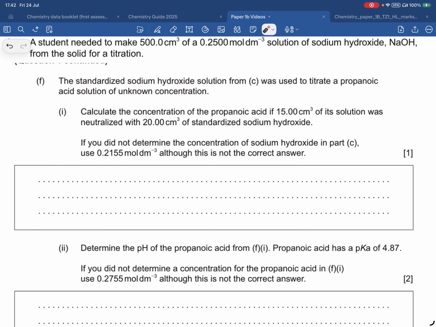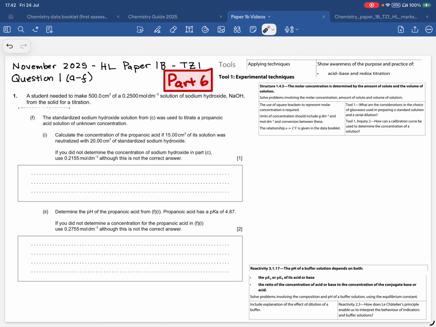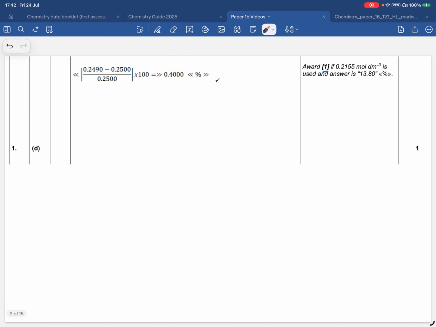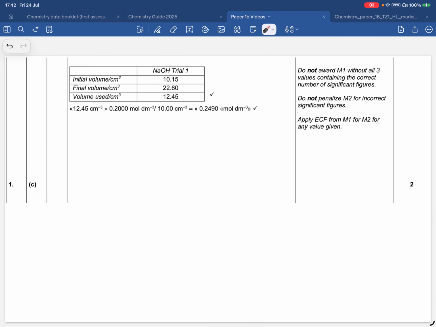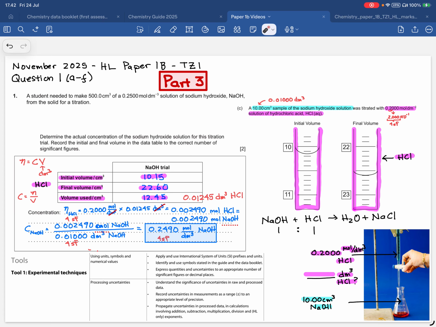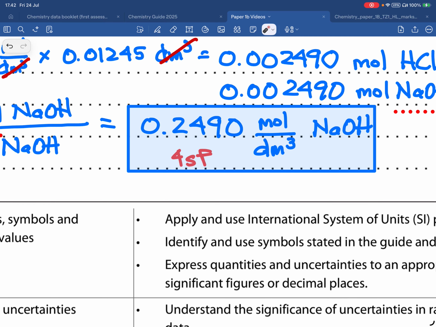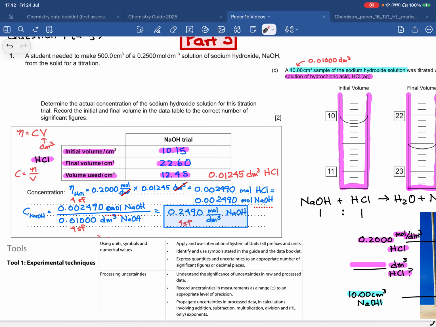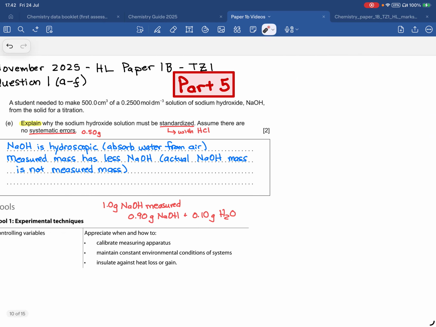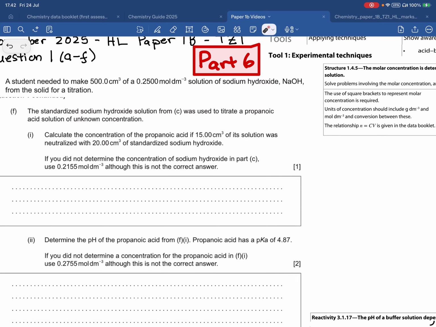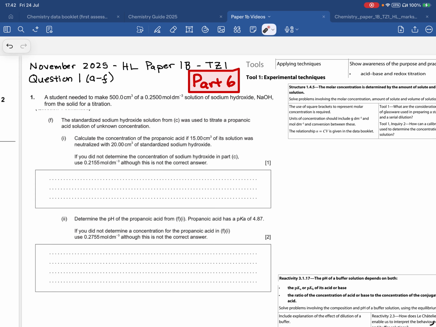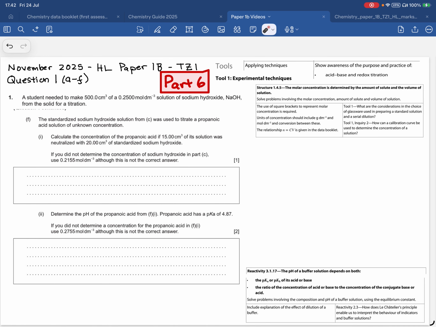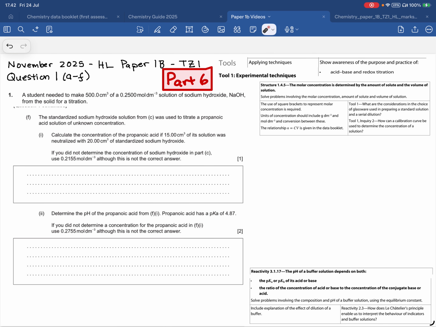Okay, now all of that said, let's go back and find the concentration of the standardized sodium hydroxide solution from C. If you were doing the question, of course, you would have it immediately above. We did it a few videos ago. So the standardized concentration was 0.2490 moles per decimeter cubed sodium hydroxide. All right, now I'm going to work the theory of this over here on the right-hand side.